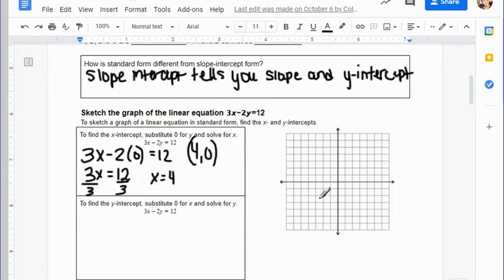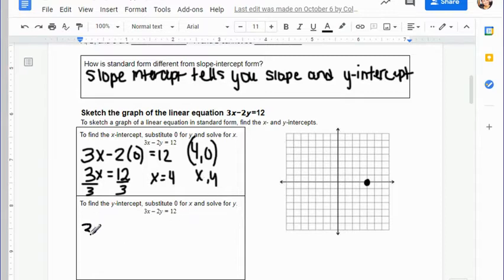So I'm going to plot this point on my graph. Remember, this is the x and this is the y. So I'm going to go over 4 on my x-axis and up 0. And that's my first point. So now we have the x-intercept, but we still need to figure out the y-intercept. The only difference is if you want to find the y-intercept, now you put in a 0 for x.